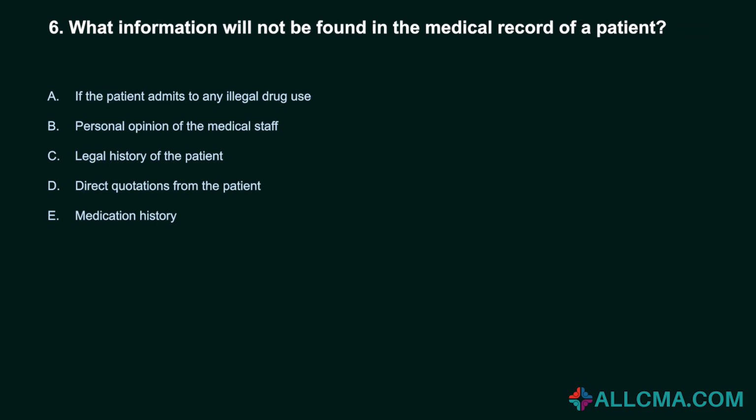6. What information will not be found in the medical record of a patient? A. If the patient admits to any illegal drug use. B. Personal opinion of the medical staff. C. Legal history of the patient. D. Direct quotations from the patient. E.